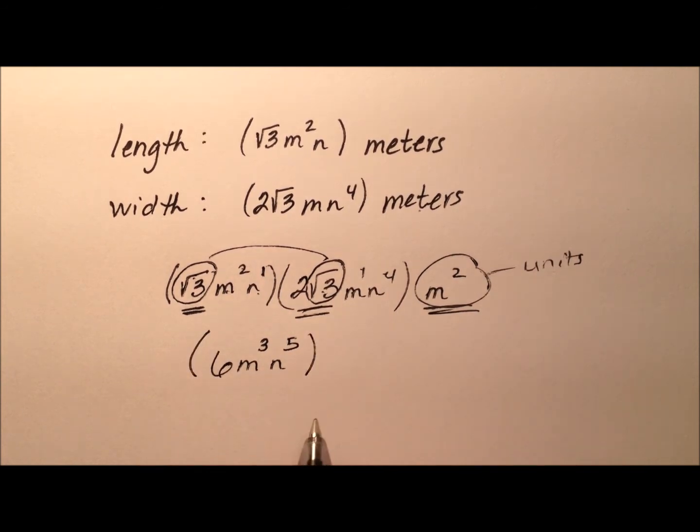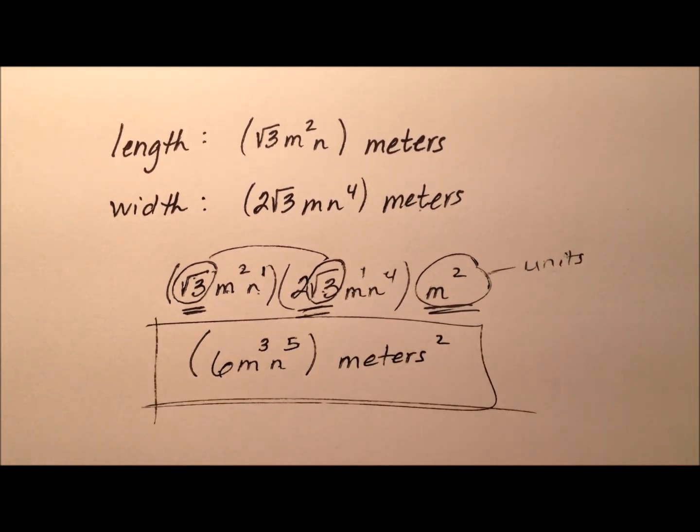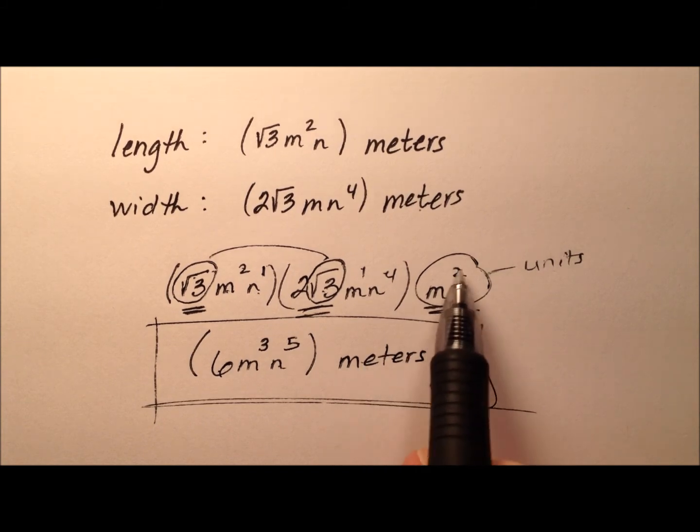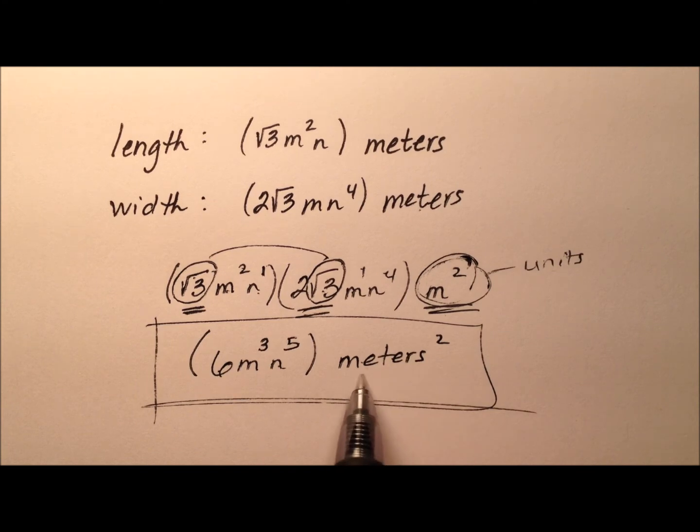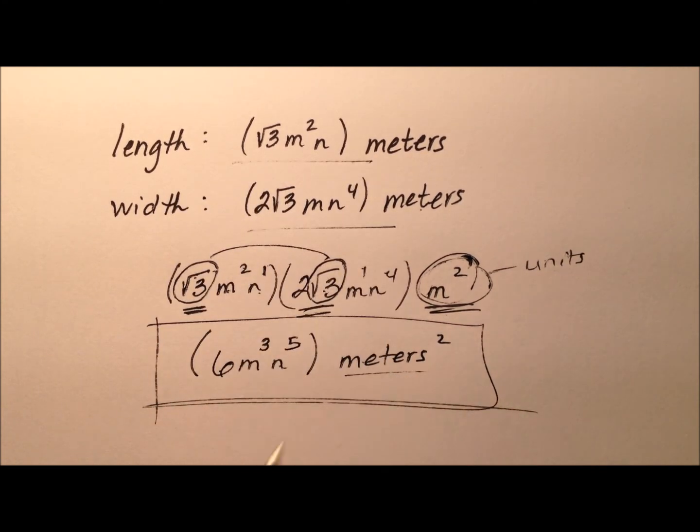So it appears that the area then will be 6m cubed n to the 5th. And then we have meters squared for our units. So instead of just putting m squared for our units, because we've already got an m over here, we don't want there to be confusion. So we'll just go ahead and write out meters squared. And given the dimensions here for our rectangle, this will be the area.